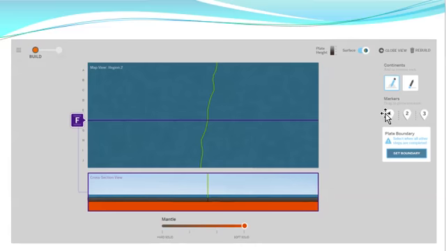Drag 2 of those over to the map, and you'll go ahead and just place one here, and then you can place the other one here, and you'll notice that below it shows the cross section. You'll be able to see that start to move.